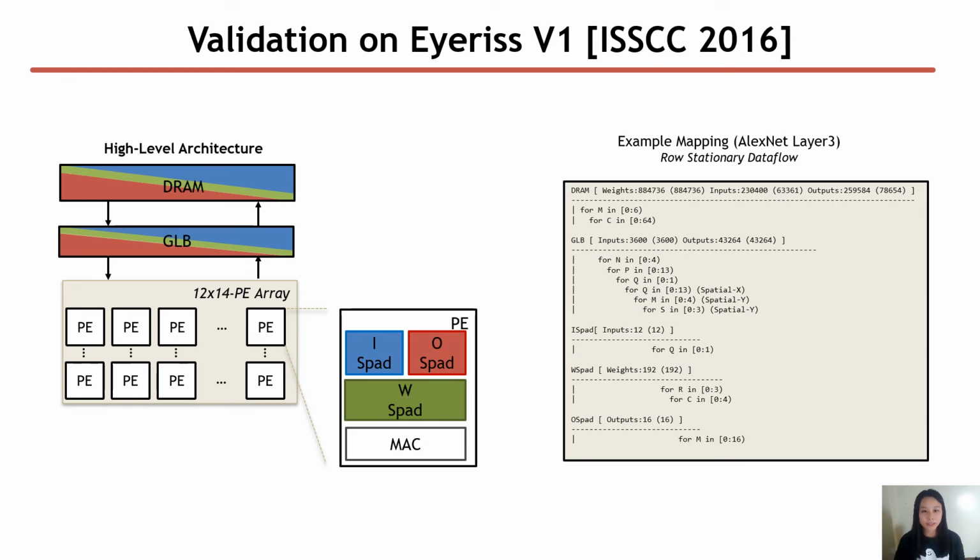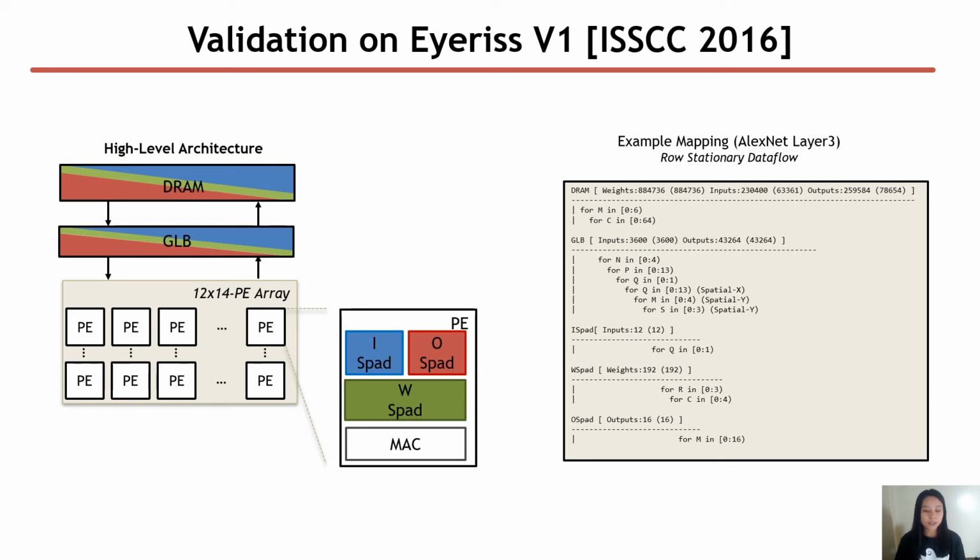Let's first take a look at some validations of our proposed system. The first one is the validation on the Eyeriss V1 architecture, which is from ISCA 2016. We're showing a simple high-level architecture description here. As you can see, we have two global or shared storages. One is the DRAM, the other is the global buffer. Both of these store inputs, outputs, and weights.